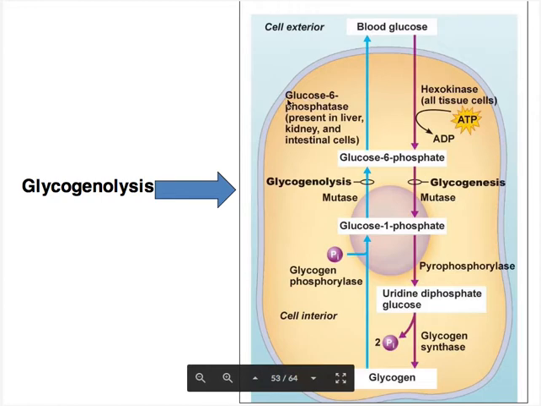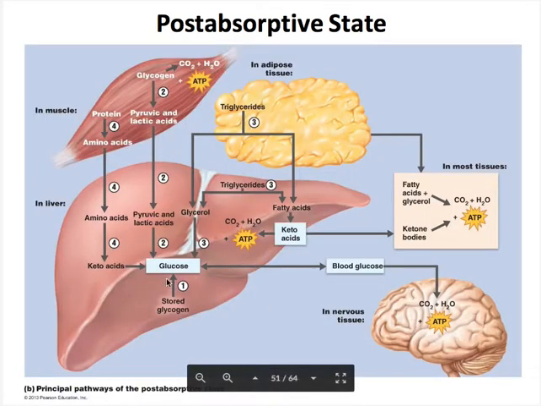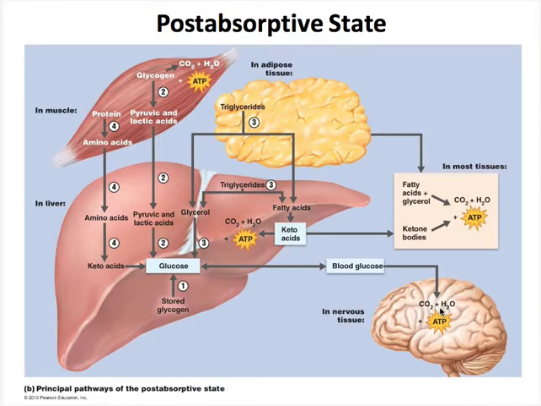Now this relies on the enzyme glucose-6-phosphatase, and that's only produced in limited places like the liver, the kidney, and the intestinal cells. And so right here we see that step 1, glycogenolysis, begins in the liver because the liver is one of the places that we make glucose-6-phosphatase. So that's the reason this is step number 1. And of course you see that blood glucose being used here to fuel ATP production in places like the brain. So this is where it begins.